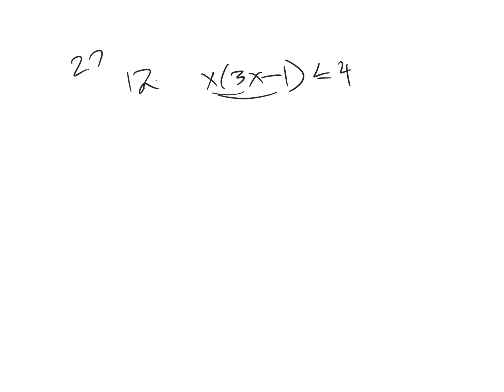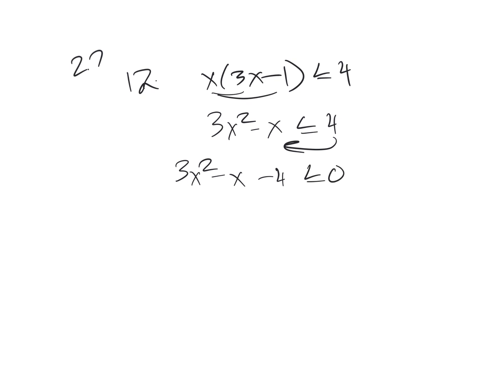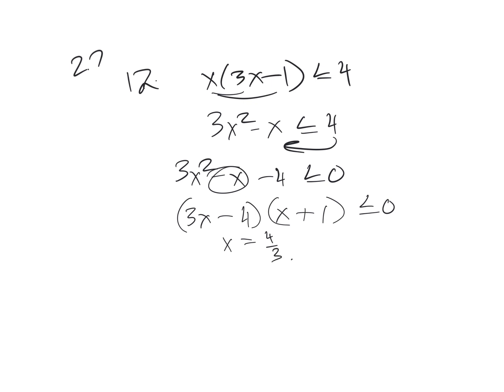Okay, hopefully you distributed first. And hopefully you moved the 4 over. And then hopefully you tried to factor it. So if you got this far, you're going to get half a point. Okay, so now it's 3x and x and 4 and 1. We need it to be a negative 1x, so negative 4 plus 3x. So that gives me a negative 1x. So my values are positive 4/3 and negative 1.